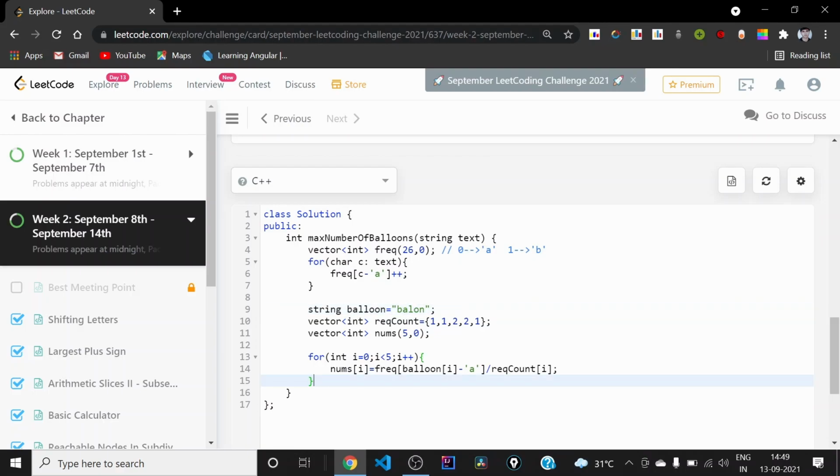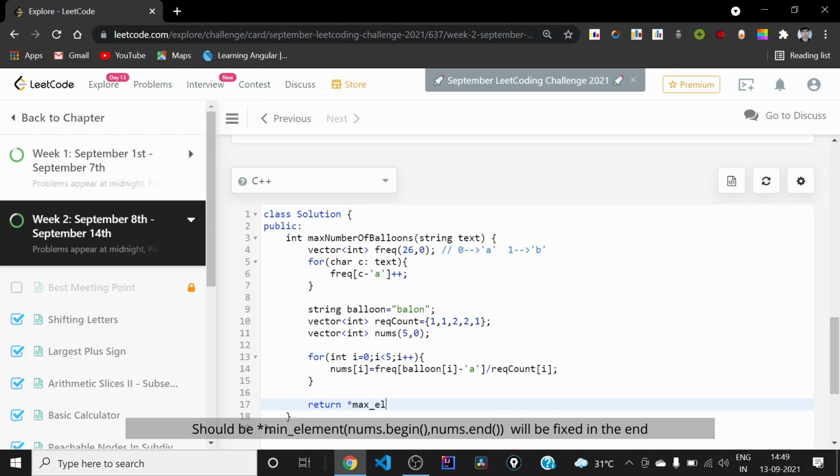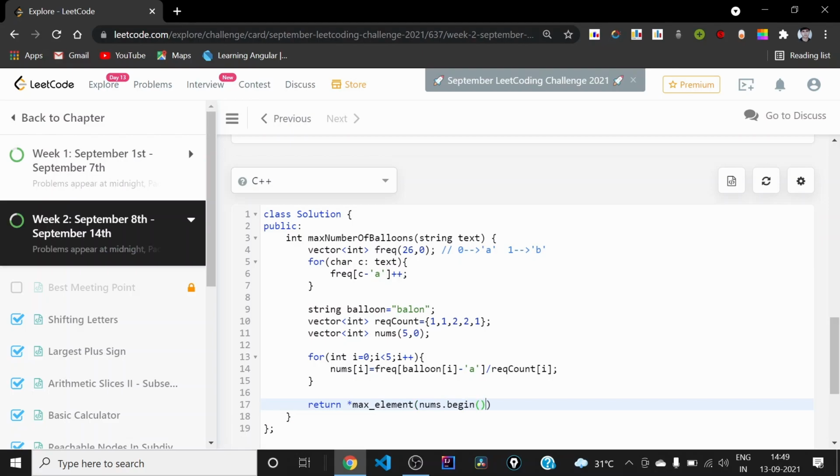So after we have got all these nums, we can return the minimum of all these. It will be something like this.